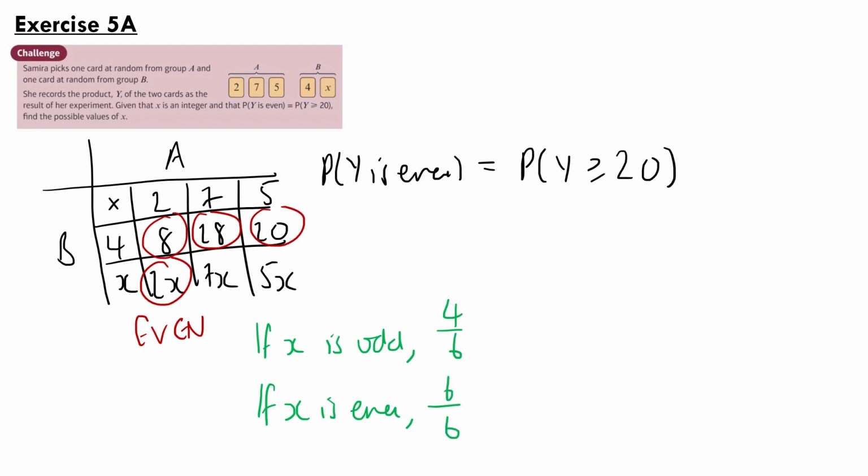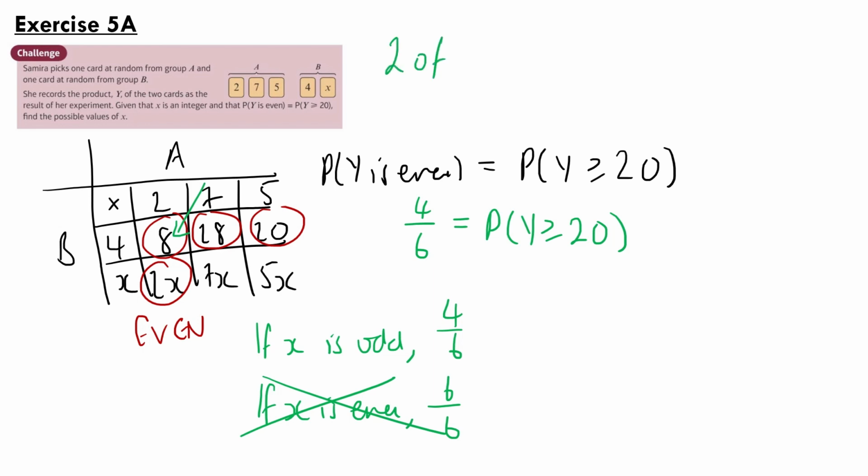We know that the probability that y is greater than or equal to 20 can't be equal to 6 over 6 or 1 though, because 8 here is not greater than or equal to 20. So we know that x isn't even, and so x is odd, and the probability that y is even is 4 out of 6. So we know the probability y is greater than or equal to 20 is 4 out of 6. So 4 of our products y have to be greater than or equal to 20. So we've got 28 and we've got 20. We know that 8 isn't greater than or equal to 20. So that means 2 of 2x, 7x and 5x must be greater than or equal to 20.